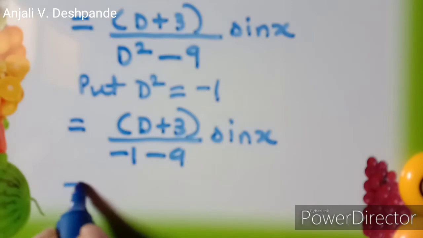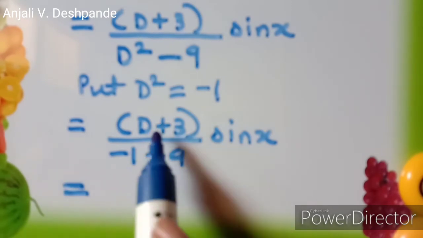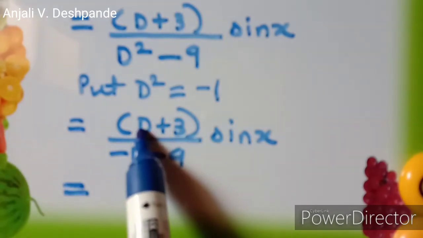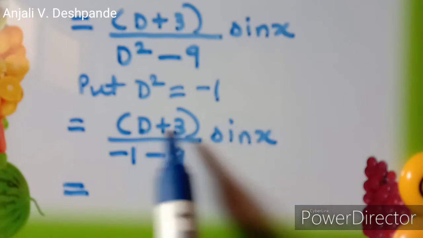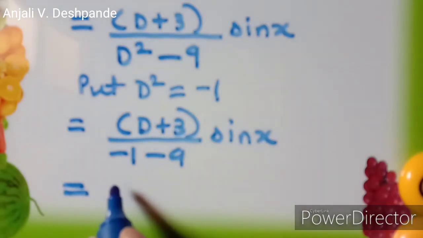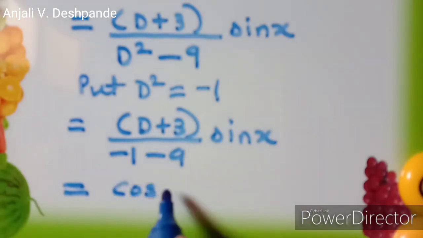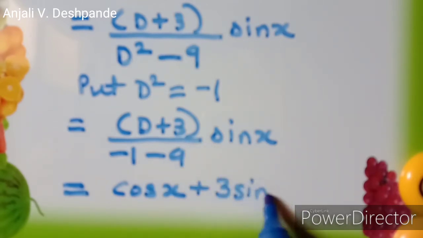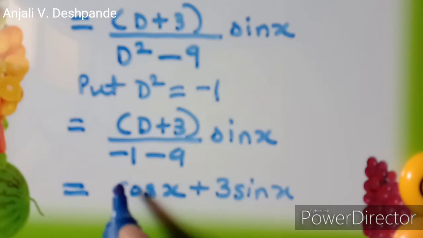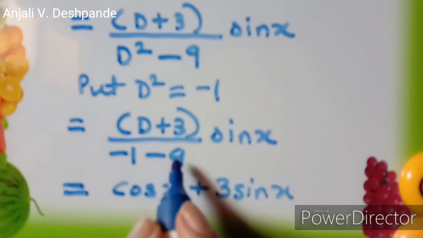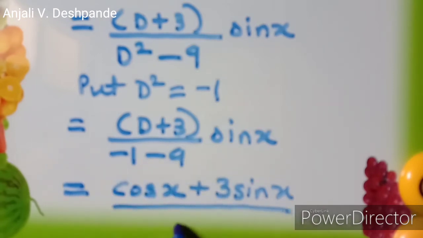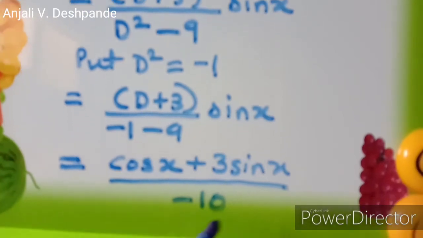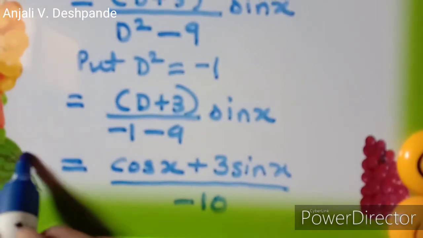Now this D means nothing but derivative. So D of sin x is cos x. So we get cos x plus 3 sin x divided by minus 10. So this is the PI, the particular integral of the given problem.